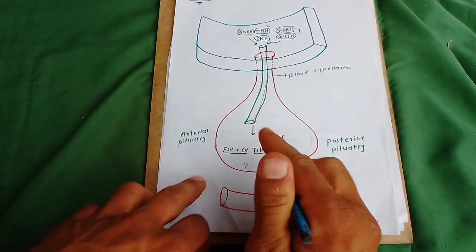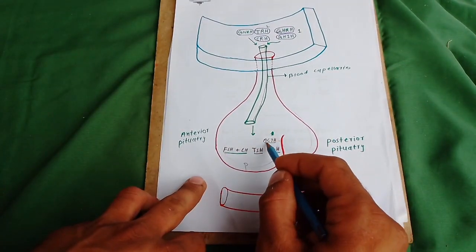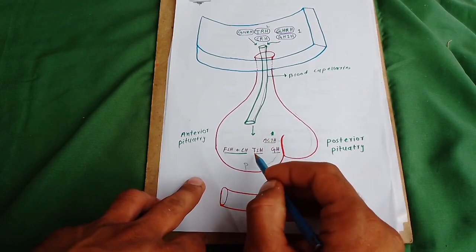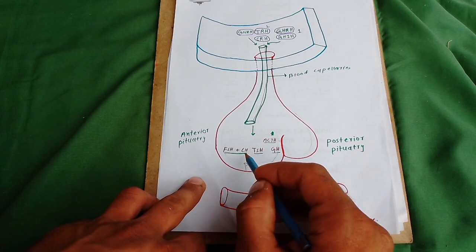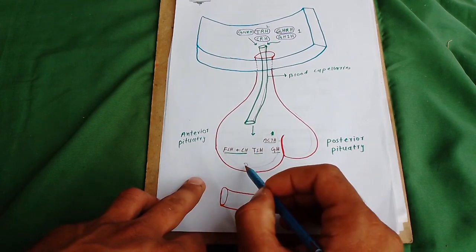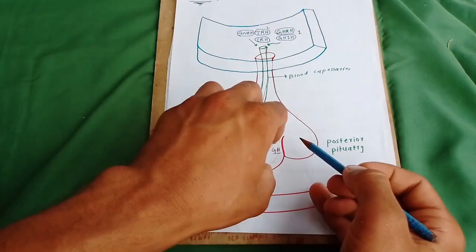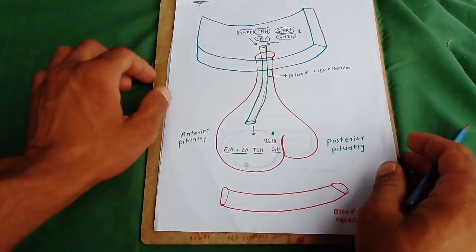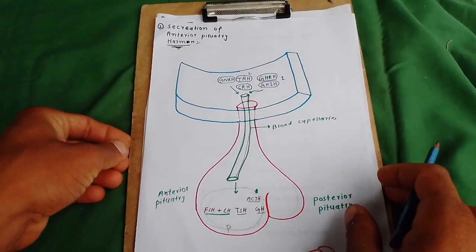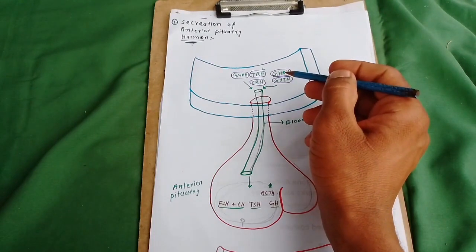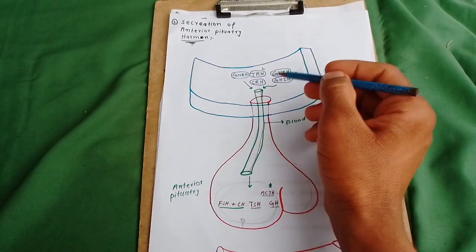So these six hormones: ACTH adrenocorticotropic hormone, GH growth hormone, TSH thyroid stimulating hormone, LH luteinizing hormone, FSH follicle stimulating hormone, and prolactin. These are produced here in the anterior lobe of the pituitary gland, but the release of these hormones is controlled by the hypothalamus. How is it controlled? By the hypothalamus.